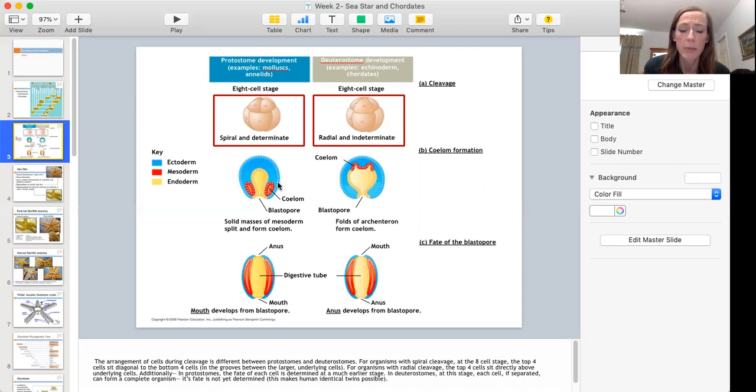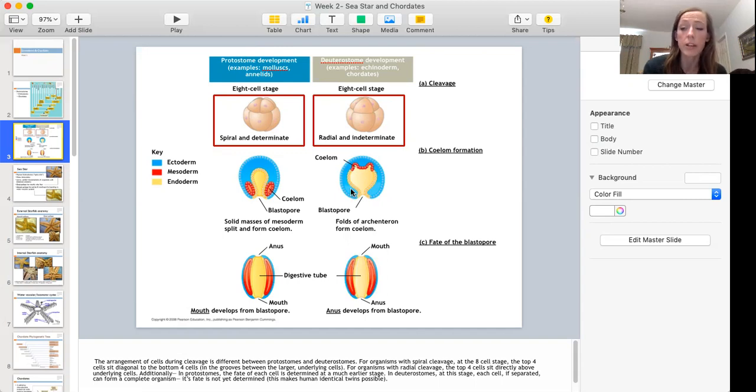We also talked about the formation of the mesoderm. In protostomes, that mesoderm starts to form on either side of the blastopore, versus in deuterostomes, the mesoderm starts to form from extensions, little buds off of the archenteron, and then it will migrate. These cells will migrate around and form this mesodermal layer.